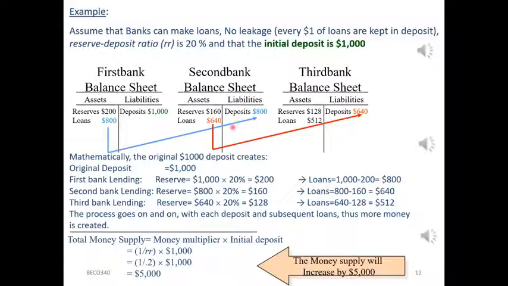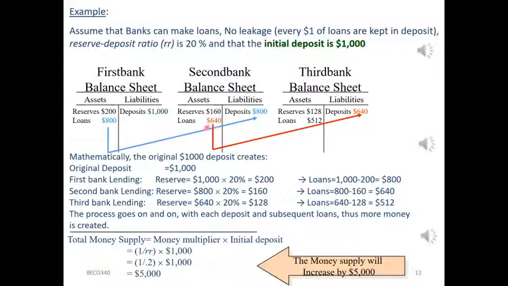The creation of money does not stop with First Bank. If the borrower deposits the $800 in another bank, or if the borrower uses the $800 to pay someone who then deposits it, the process of money creation continues. Here is the balance sheet of Second Bank. Second Bank receives the $800 in deposits, keeps 20% or $160 in reserve, and then loans out $640. Thus, Second Bank creates $640 of money.